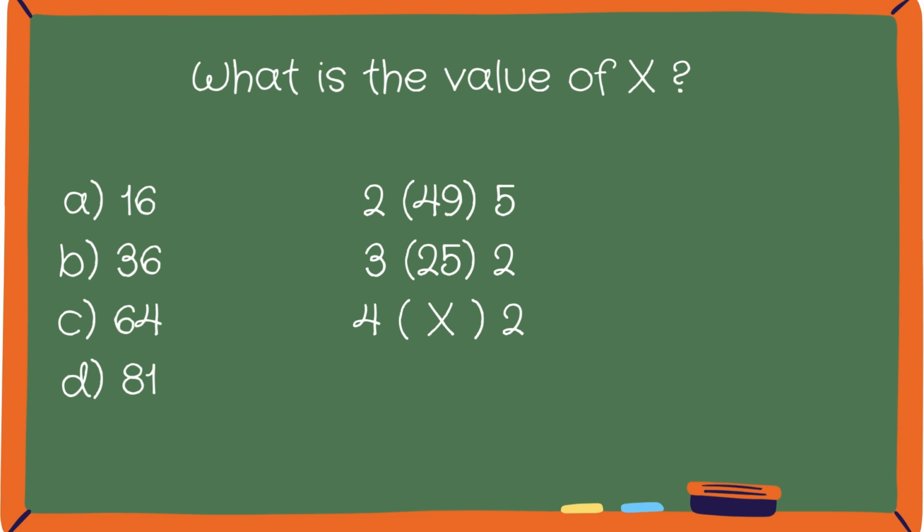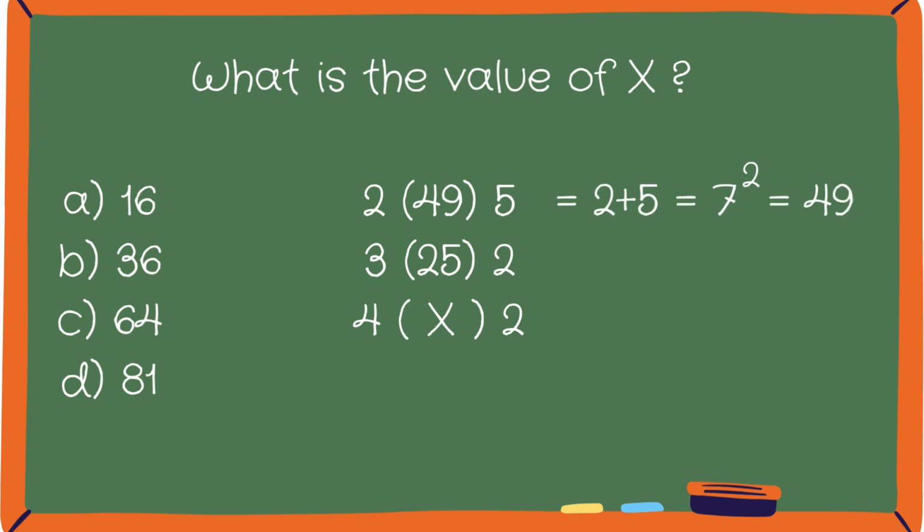Look at 2 and 5. If we add them, we get 7, but here we have 49. If we multiply, 5 times 2 is equal to 10, not 49. But if we think a little more, we see that 5 plus 2 is equal to 7, and 7 squared is 49. Oh, we've probably discovered something important.